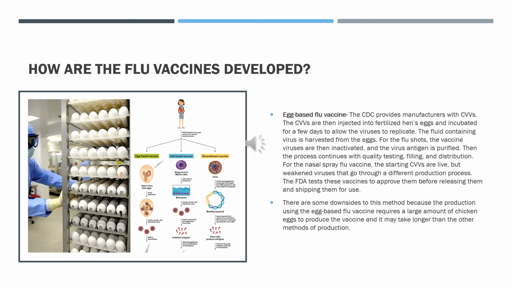For the nasal spray flu vaccine, the starting CVVs are live, but weakened viruses that go through a different production process. The FDA tests these vaccines to approve them before releasing them and shipping them for use. There are some downsides to this method because the production using the egg-based flu vaccine requires a large amount of chicken eggs to produce the vaccine, and it may take longer than the other methods to produce.